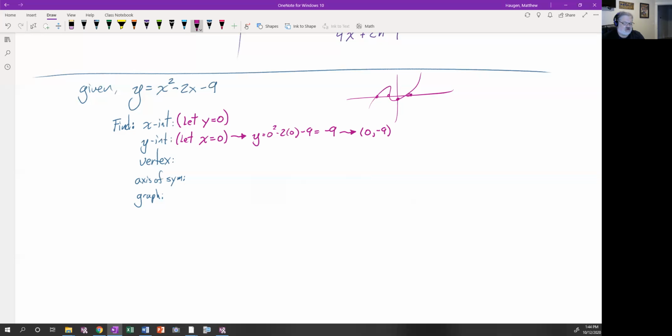X-intercepts are usually a little harder to find because they have some sort of solving technique behind them. But we're still going to do that same thing and let our y equal 0. So 0 equals x squared minus 2x minus 9. What tools did you use for trying to solve that for x? I did completing the square.